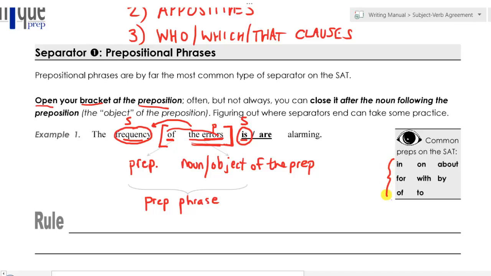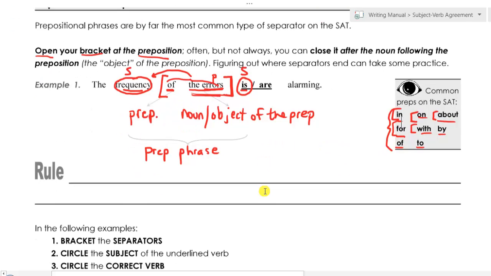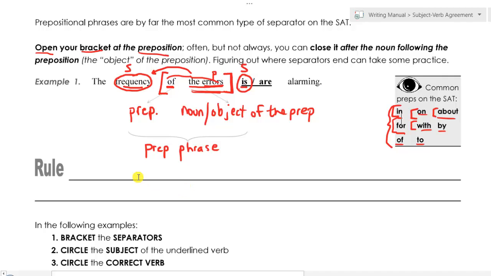Over here you do have most of the more common prepositions you'll see on the SAT. Whenever you see any of these words, those words would be a sign that you should start your bracketed material. Where your bracket ends, that'll take some practice. We'll talk a little bit more about that in a moment. Before we move on to the examples, you should jot down this rule.